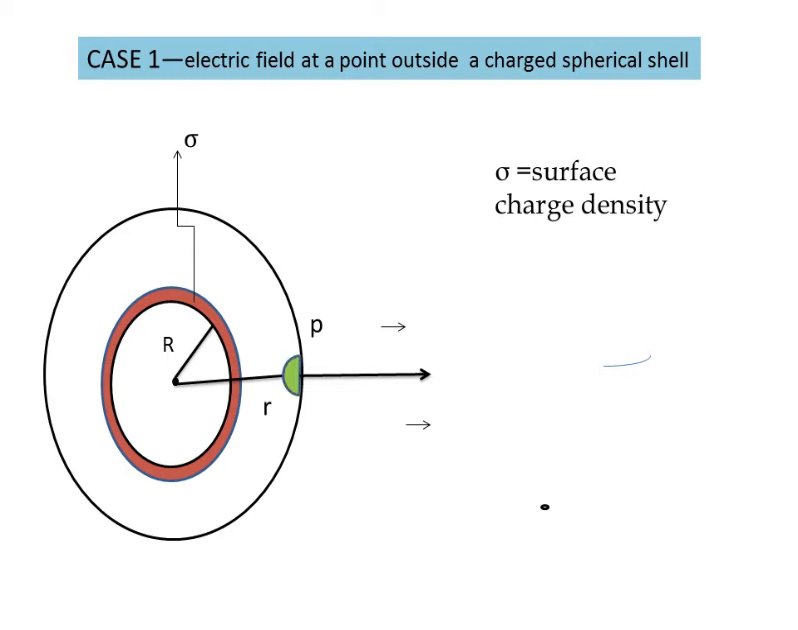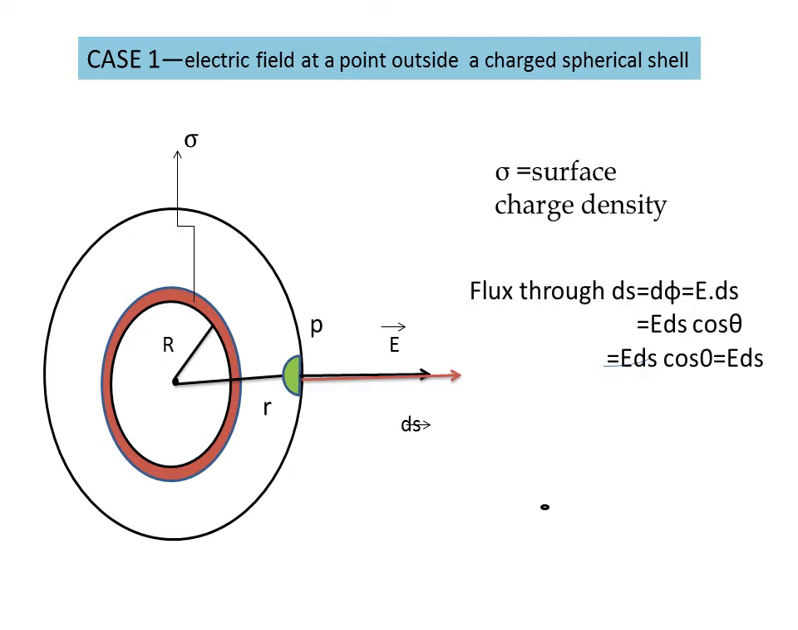The area vector ds and field vector E are in the same direction. So flux through ds, d phi is equal to E dot ds, that is E ds cos theta. We can put theta is equal to 0 as E and ds are in the same direction. So we get d phi is equal to E ds.